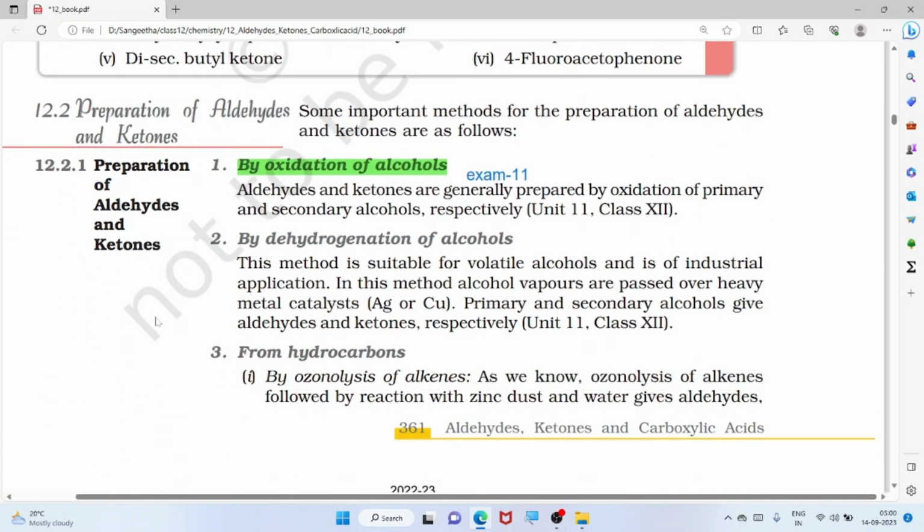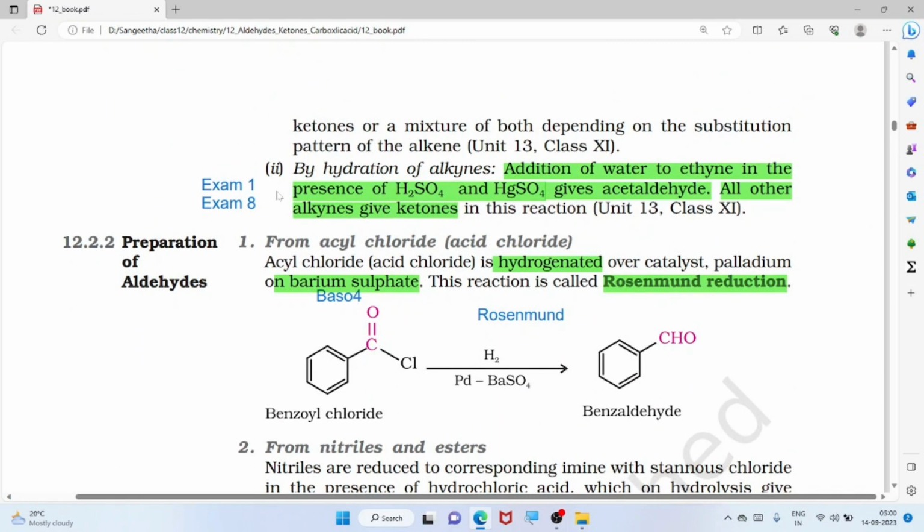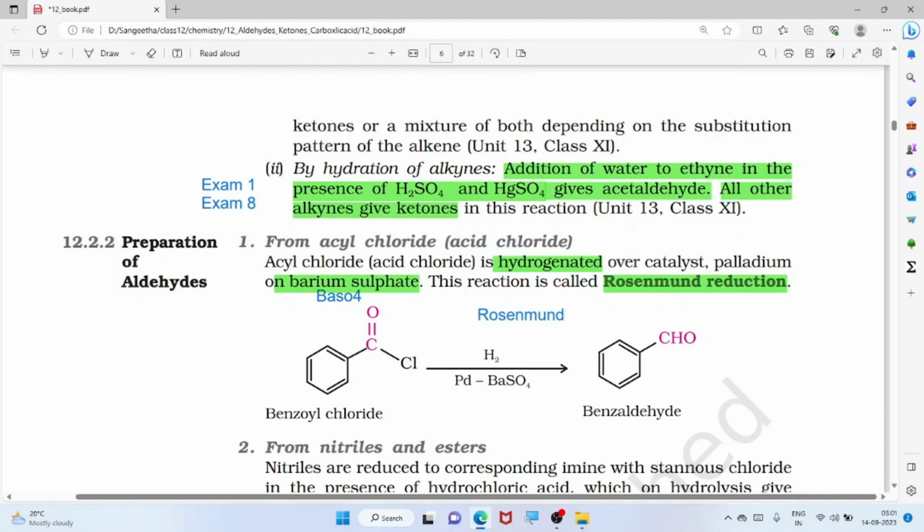How to prepare aldehydes and ketones? This is in some other chapter, unit 11. While going through that chapter, we can see how aldehydes and ketones are prepared from alcohol. Hydration of alkynes: addition of water to ethyne in the presence of catalyst gives acetaldehyde. Only ethyne gives the aldehyde, but all the other alkynes give ketones. That is important.